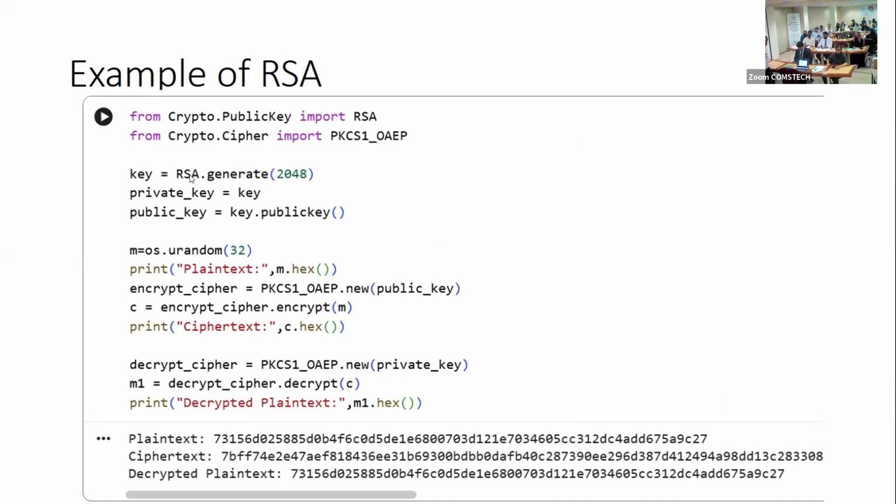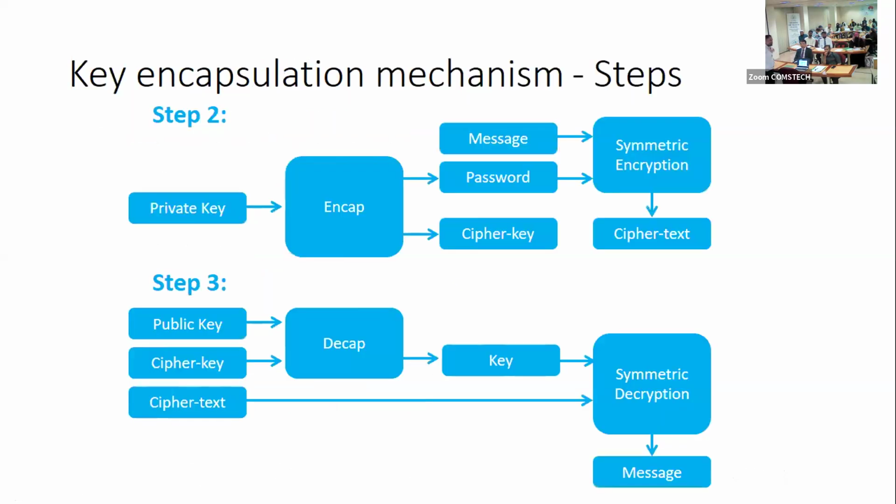Here I generate keys. This is my private key and this is my public key. This is my message, which is a random number. Then I encrypt it using this function, PKCS1 OAEP. This weird name comes from NIST standardization. I give it my public key, and I encrypt and get the ciphertext. This ciphertext is decrypted back. This was my plain text, and this is my decrypted plain text, the same. Behind the scenes, these two functions, RSA and PKCS1-OAEP, are using KEM, which I demonstrated in the previous slide.